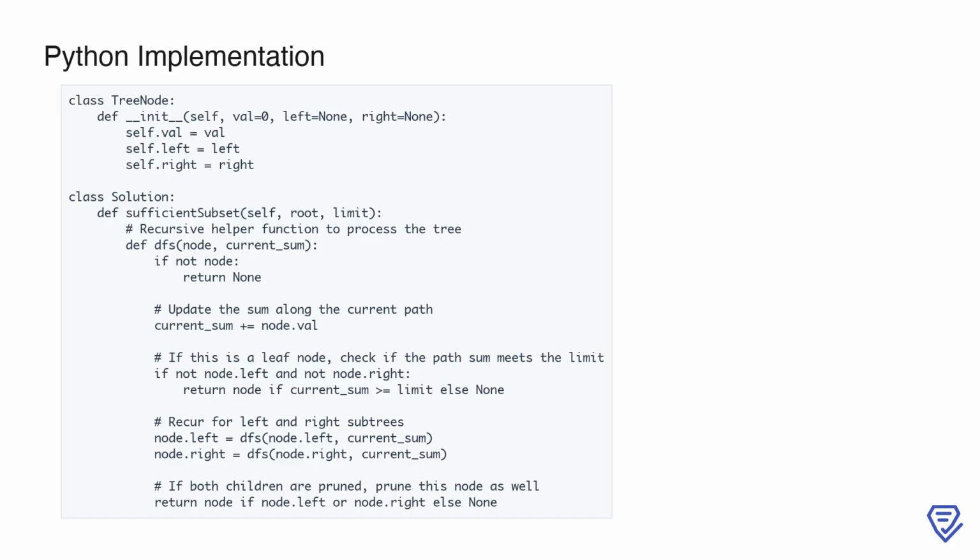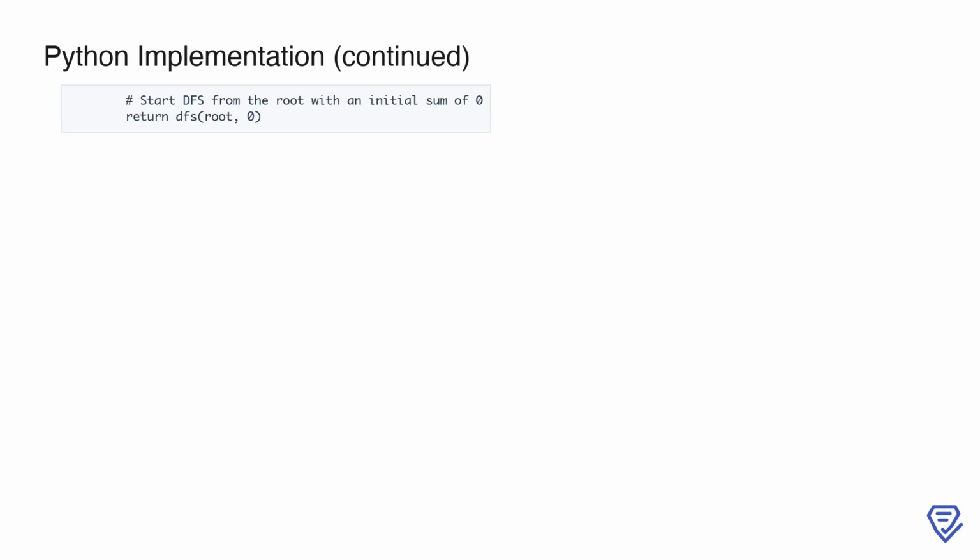If the current node is None, meaning we've reached the end of a branch, we return None to indicate there's nothing to process. If the current node is a leaf node, we check whether the cumulative sum of the path, including the current node, meets the given limit. If it does, we keep the node, otherwise, we return None to prune it. For non-leaf nodes, we recursively process the left and right children, updating the subtree references based on the results of the recursive calls. Finally, if both the left and right subtrees are pruned away, we prune the current node as well by returning None.